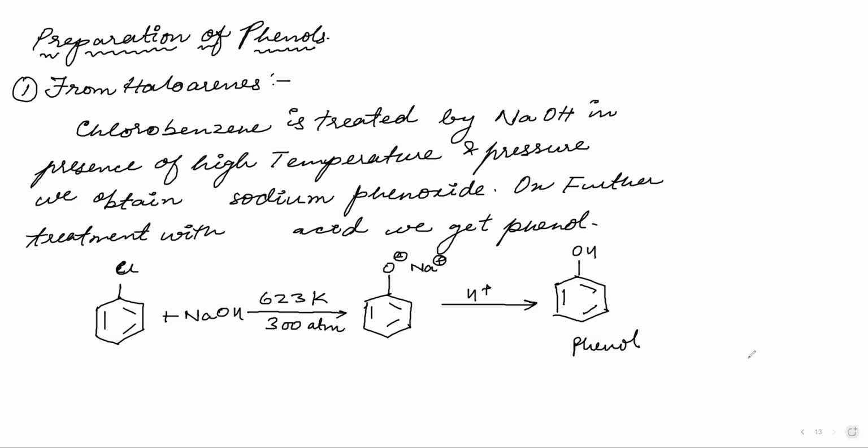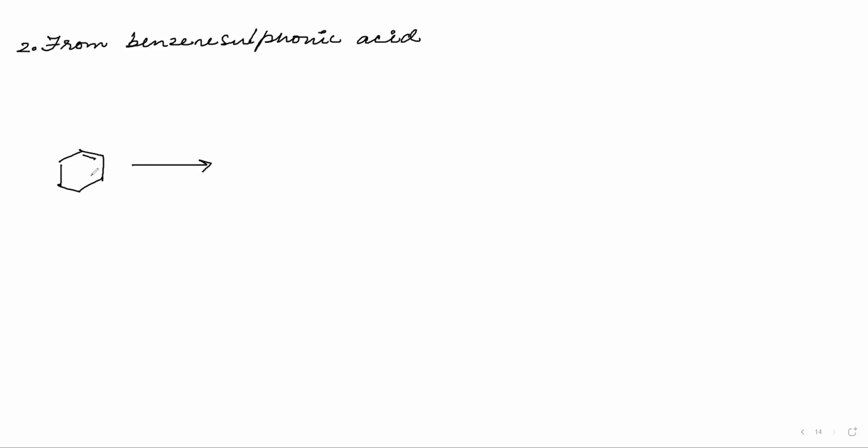Okay. Now next is from benzene sulfonic acid. There's from benzene sulfonic acid, or you can have from benzene also. Not directly from benzene. That is why I'm writing from benzene sulfonic acid. So what is the reaction here? See, you must have seen this reaction that benzene can be converted to benzene sulfonic acid by sulfonation, SO3H.